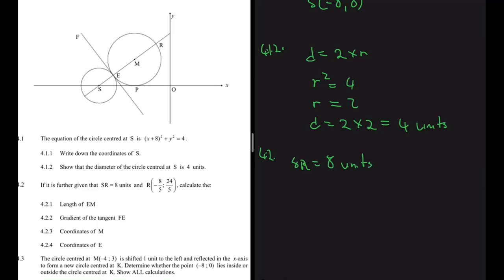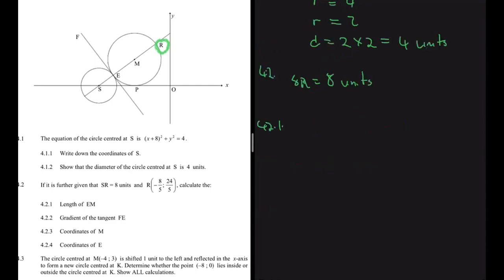And then R has coordinates minus 8 divided by 5 and 24 divided by 5. Yes, R here. And then 4.2.1 says, let's find the length of EM. So let's denote EM on our sketch. So here's EM, the radius of our big circle, right?